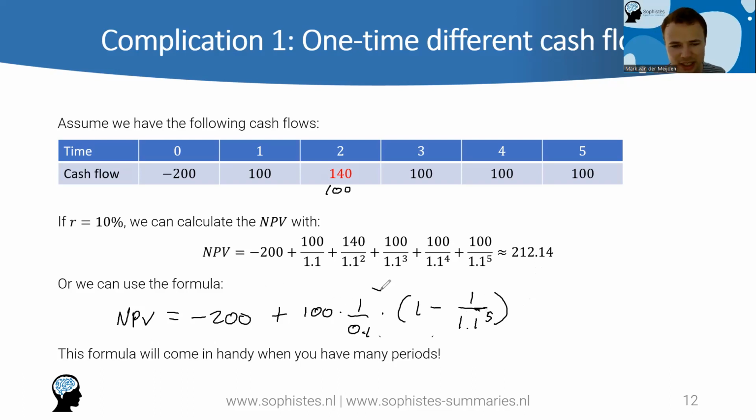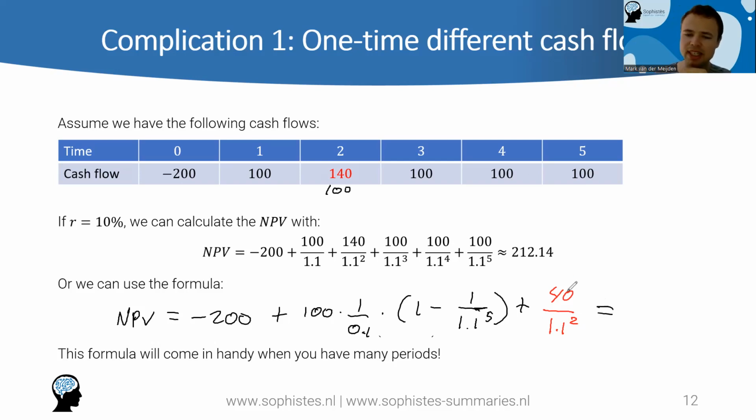But this is correct. This is if you would get 100, 100, 100, 100, right? That's what this formula represents. However, you didn't get 100 euro here. You got 40 euro extra. So because of that, we have to make a correction. What we do as the correction is we add 40 euro here. But notice that this 40 euro extra is in year 2. So it has to be discounted like this, divide by 1.1 with the power of 2.